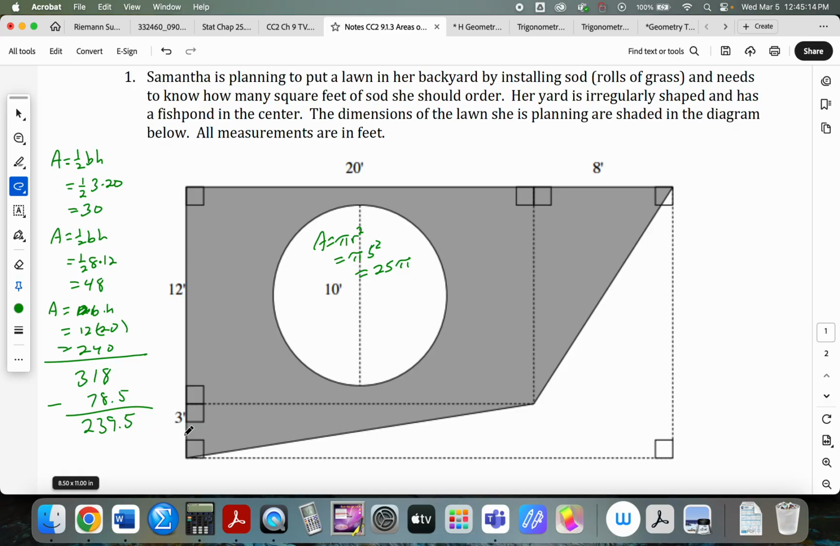So, question? Especially since this is a circular pond, I would probably tell her to get at least 250 square feet, because you're going to lose some. When you roll them out, the rolls are going to be rectangular, and you're going to have trouble with losing bits and pieces around the pond.